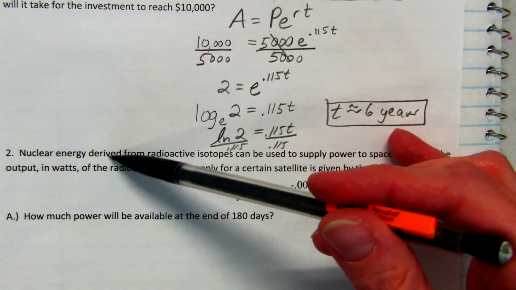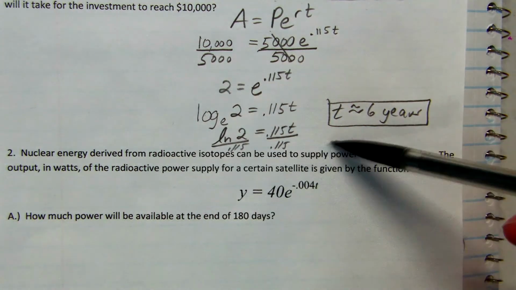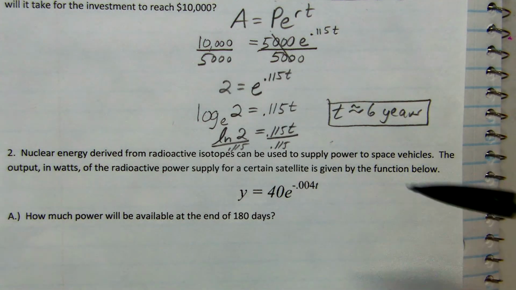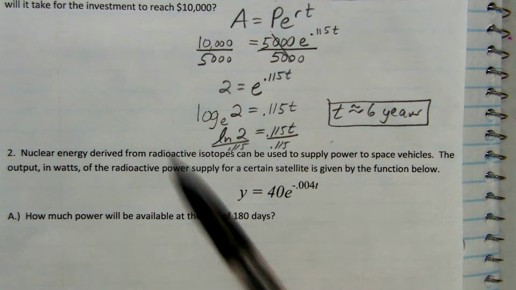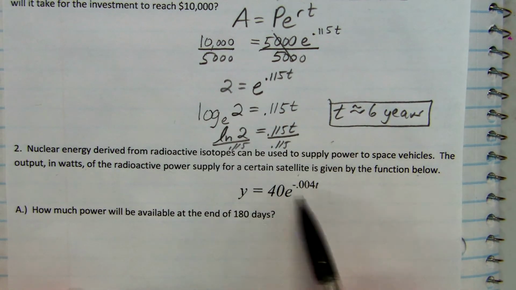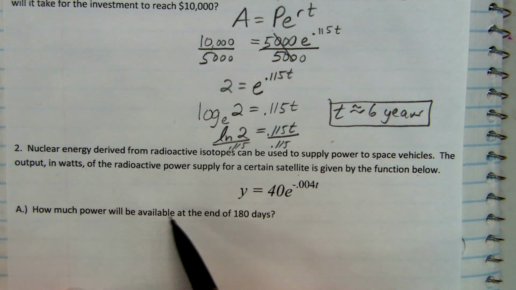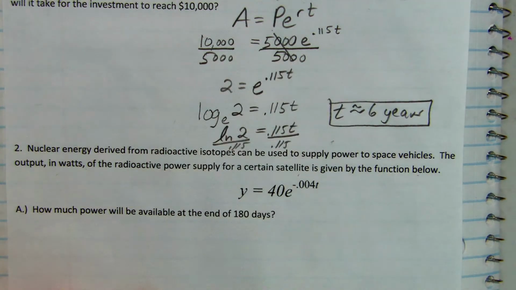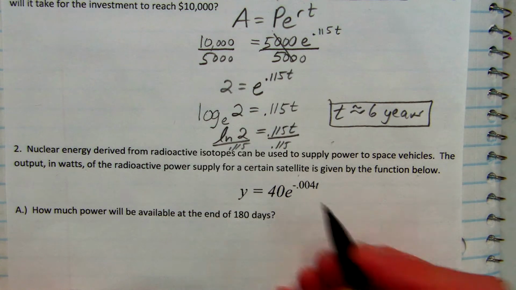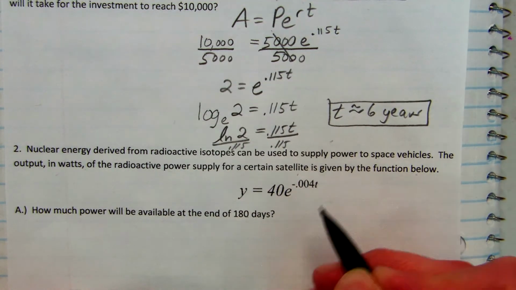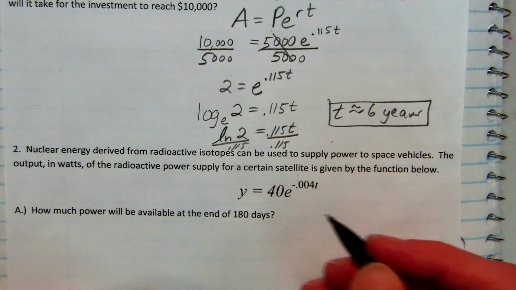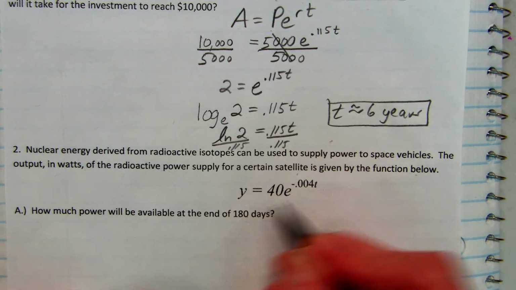Nuclear energy derived from radioactive isotopes can be used to supply power to space vehicles. They have tiny little nuclear reactors in them. The output in watts of the radioactive power supply for a certain satellite is given by the function below. How much power will be available at the end of 180 days? So what we're going to do is put 180 into this, and what it doesn't tell us is that we're measuring this in watts. So we're just going to put this in for t.